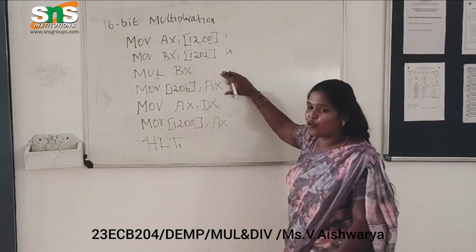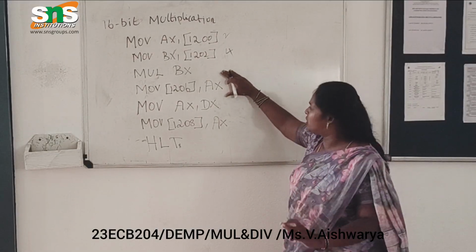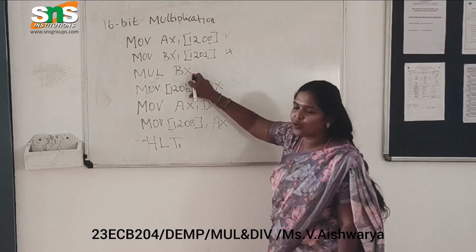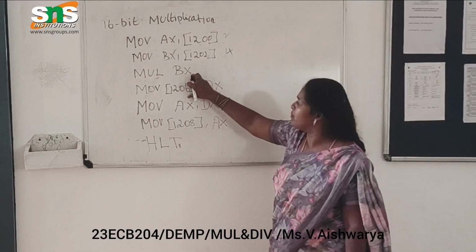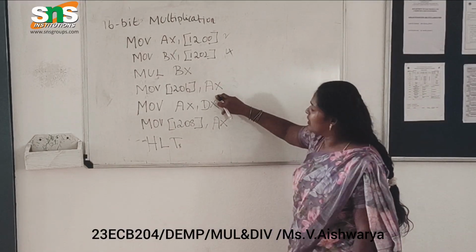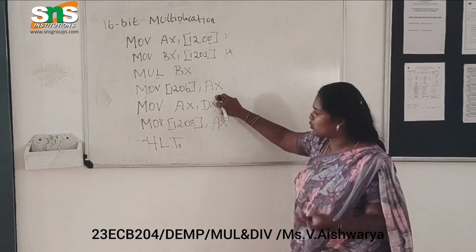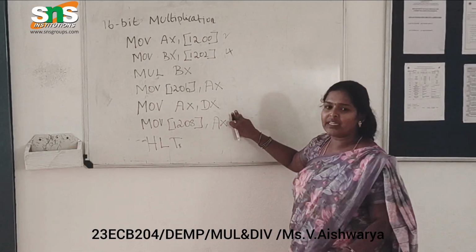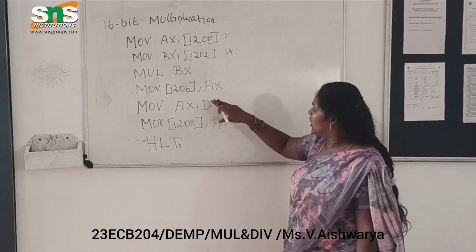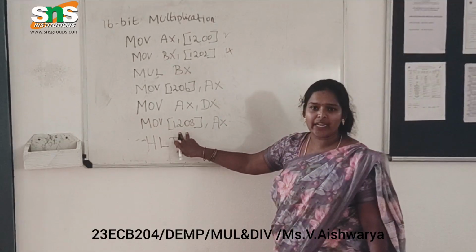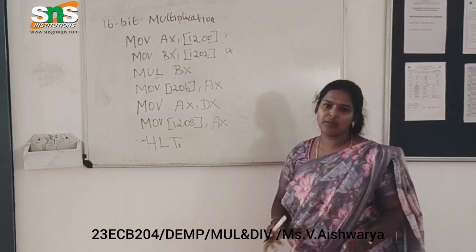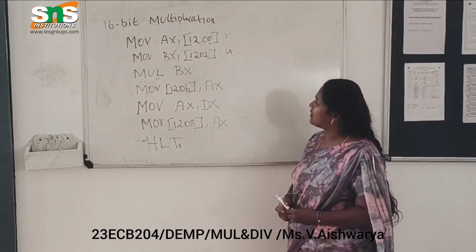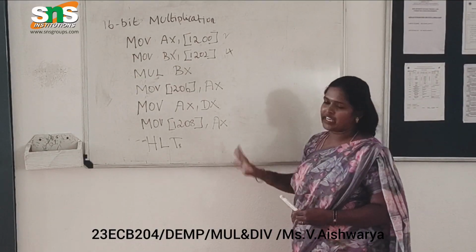The lower order result is stored in address 1206. Then the higher order value is copied to the AX register, and we move that higher order value to address 1208. Then halt the program. This is the process of the multiplication program.